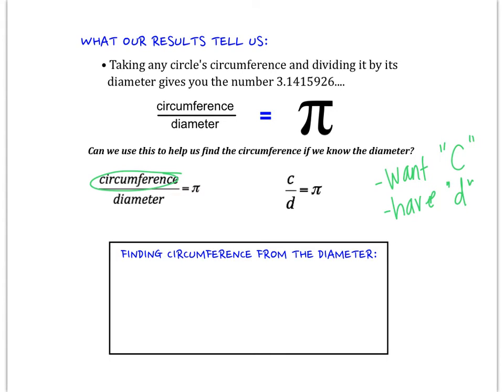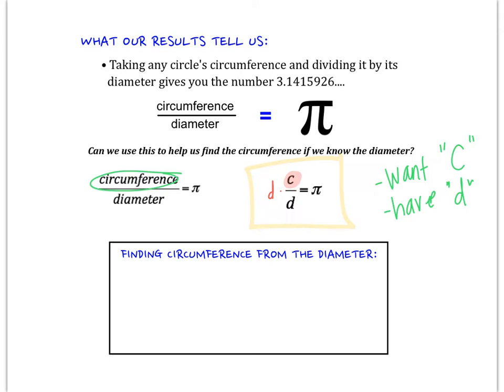So let's look at this. Again, I want the circumference. Let's think algebraically for a second. I want C by itself. Right now, it's being divided by D. Think back to solving equations. How can I undo dividing something by D? Well, I would use its inverse. To get rid of dividing, I would multiply by D.